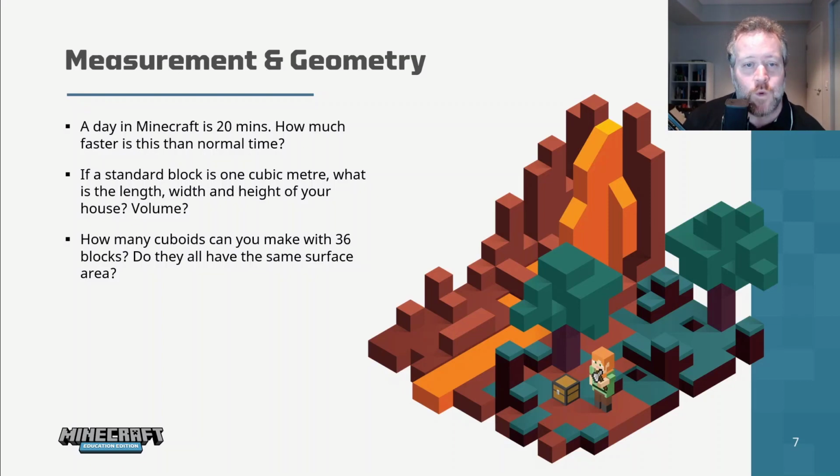If a standard block is 1 cubic meter, what's the length, width and height of your house? What's the volume? How many different cuboids can you make if you've got 36 blocks? Is that enough to live in? Can you get a bed? Can you get more than one room? Do they all have the same surface area?